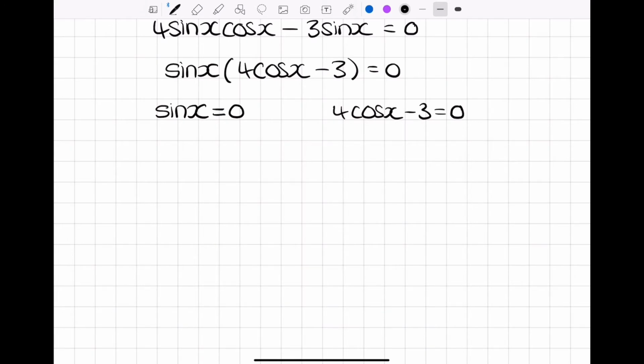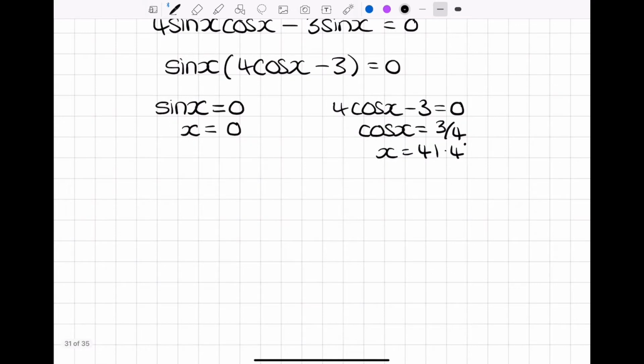So we know that if sin x equals 0, sin to the minus 1 of 0 we know is 0. So that's where our sine graph starts. The other one that we have, if we rearrange this for cos x, we'll go cos x equals 3 over 4, and if we do cos to the minus 1 of 3 over 4, we get x equals 41.4 degrees. So that gives us our two starting solutions.